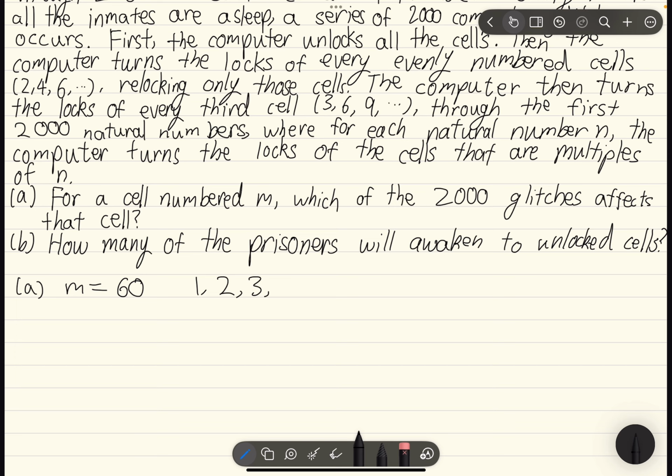The third glitch, the fourth, the fifth, the sixth, the 10th, 12th, 15th, 20th, 30th, and 60th. These are all the glitches that would affect the 60th cell. Why? Because these glitches are factors of 60.